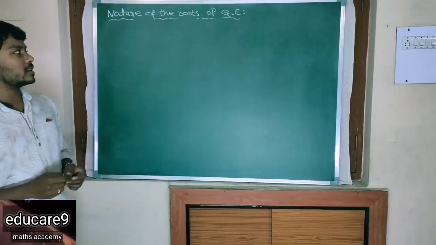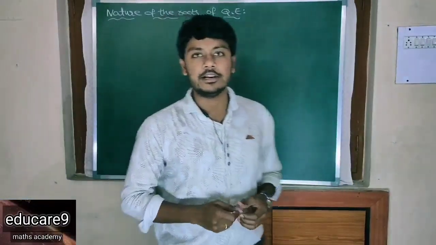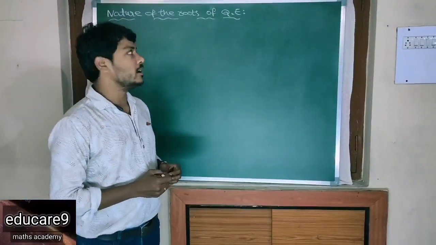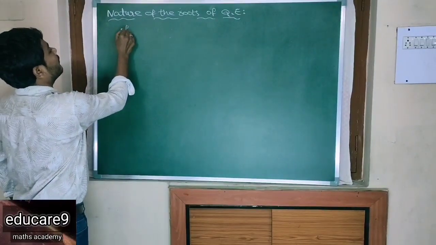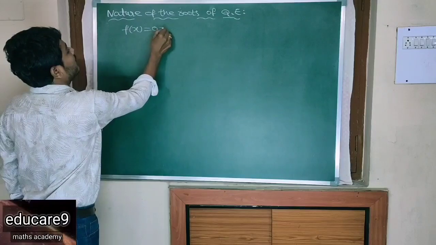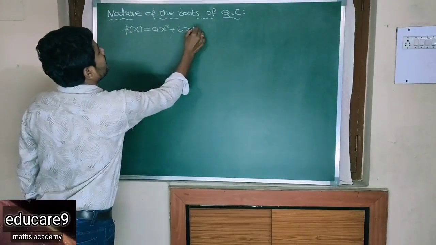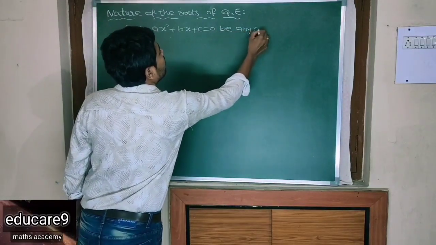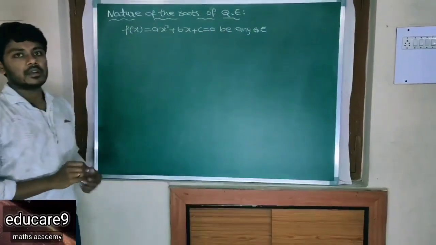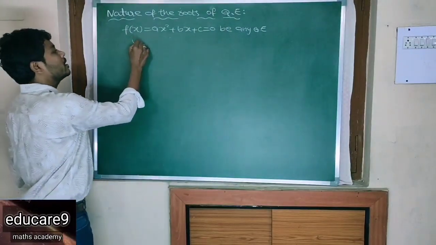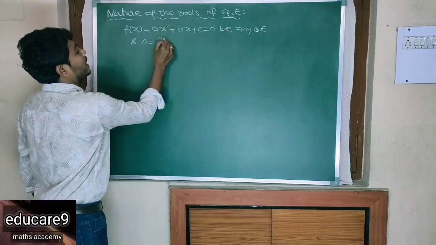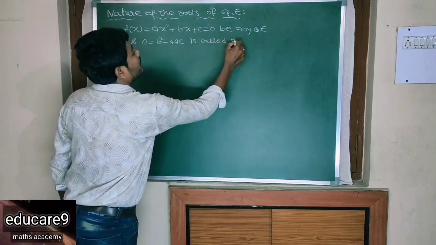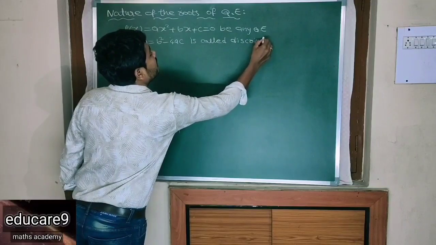So the nature of the roots depends on delta, that is the discriminant. So what is the discriminant? b square minus 4ac is the discriminant. Here f of x is equal to ax square plus bx plus c equals 0, any quadratic equation, and delta, that is b square minus 4ac, is called the discriminant.